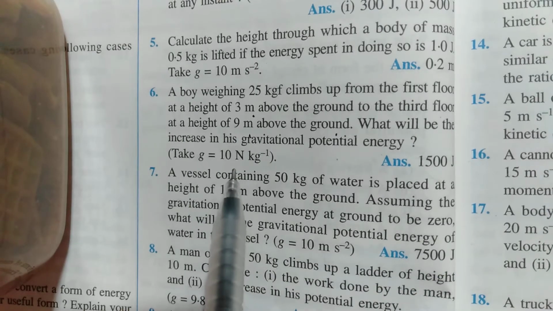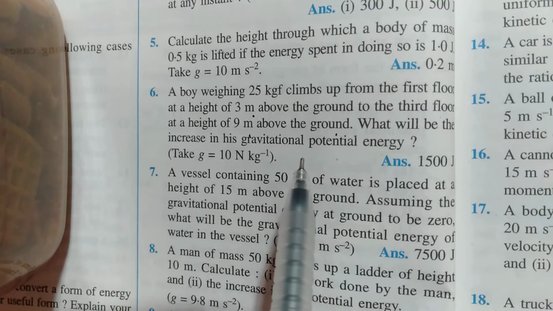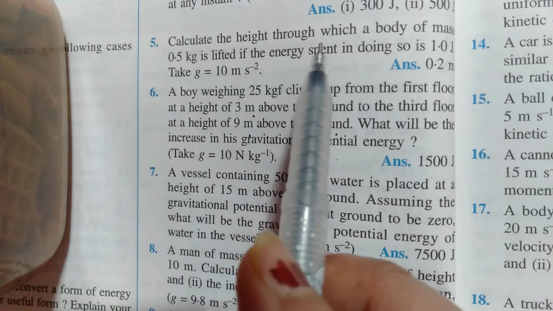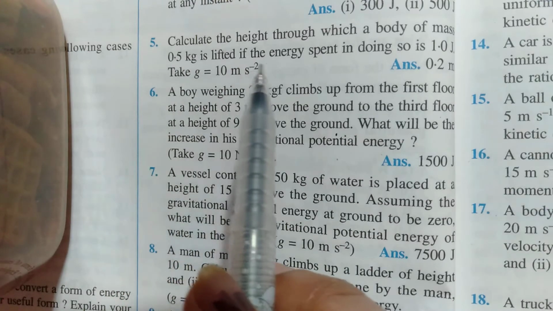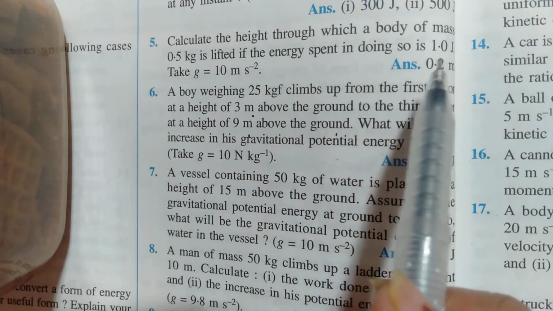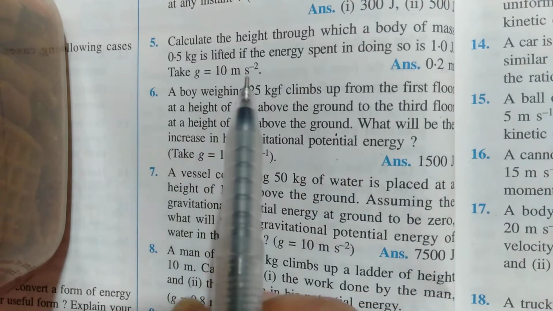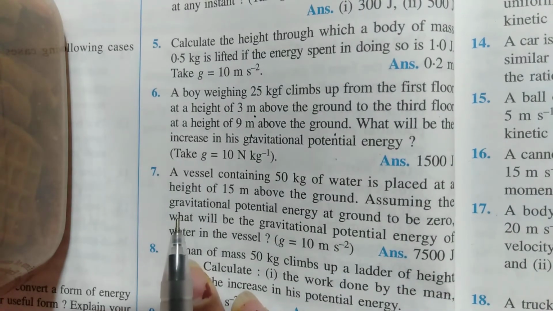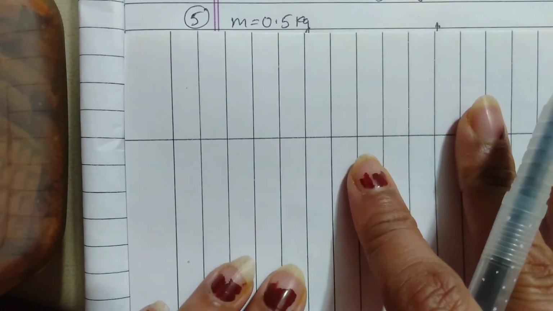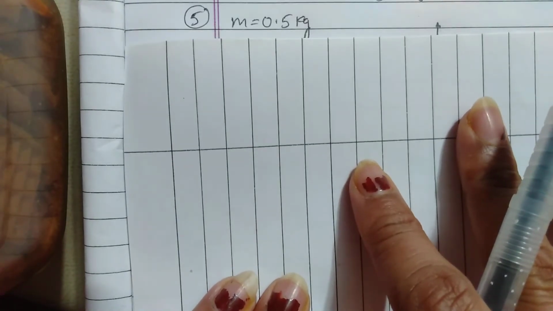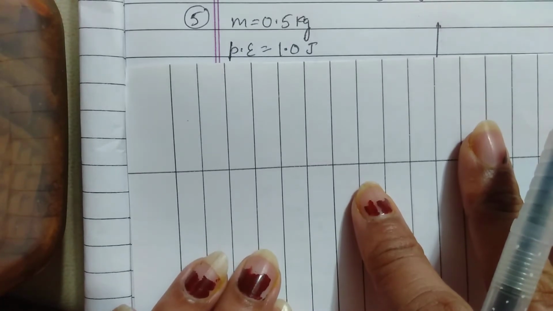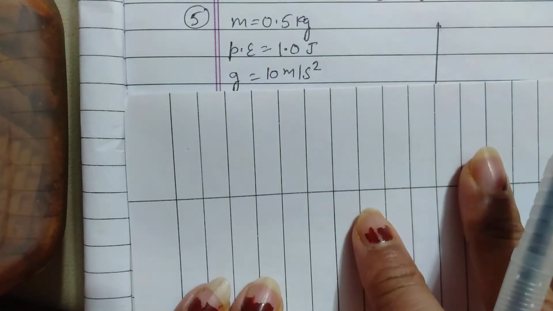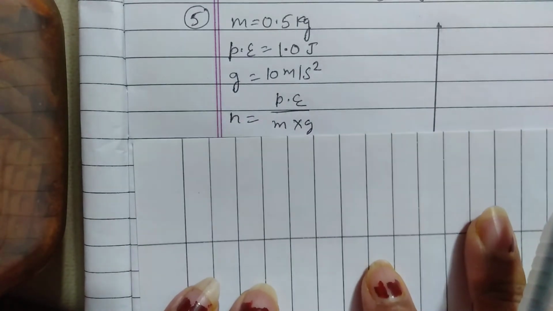Now the fifth question is: calculate the height through which a body of mass 0.5 kilogram is lifted, if energy spent in doing so is 1.0 joule. We can take the acceleration due to gravity as 10 meter per second square. What is given to us? Mass of body is 0.5 kilogram. Potential energy is 1.0 joule. Acceleration due to gravity is 10 meter per second square. We have to find the height.